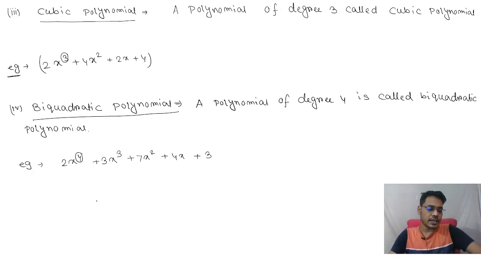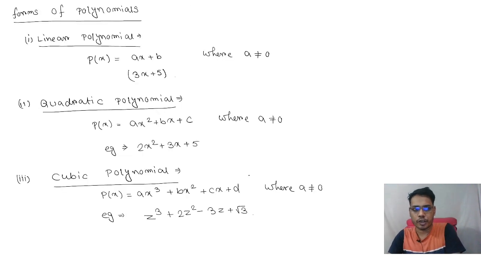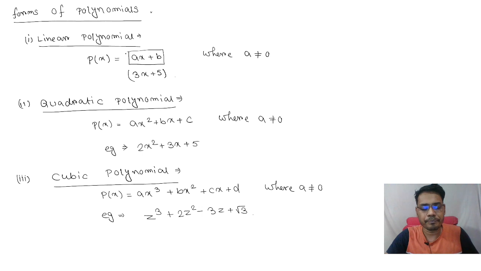Now comes the cubic polynomial. If it is a cubic polynomial, that means the degree must be 3. And for a biquadratic polynomial, the highest degree is 4. Now how can we write these? If it is a linear polynomial, we can write ax plus b in this form.